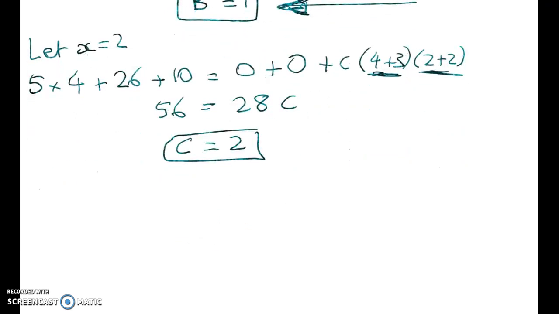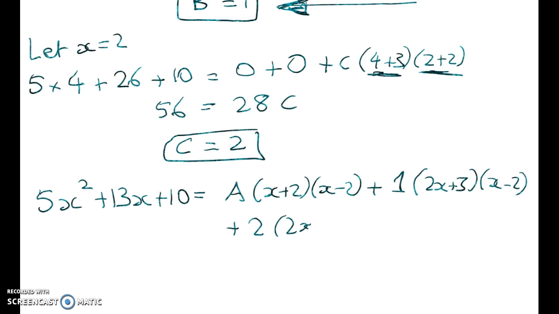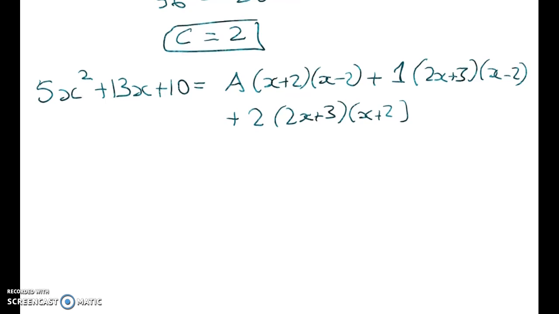So what can I say now? Well, I'm not going to keep going with substitution. We can say that 5x squared plus 13x plus 10 is equal to a times this. Now we know b is 1, so it's 1 times 2x plus 3 times x minus 2, plus 2 for c times 2x plus 3 times x plus 2. We don't have to expand all of that out. We're just going to match the constant.